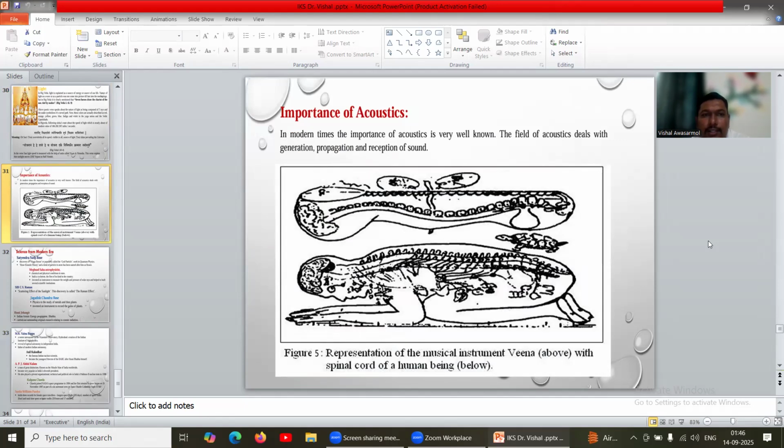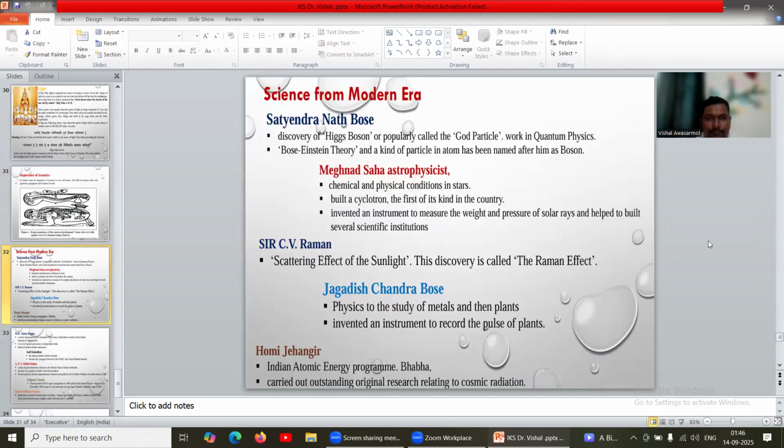Importance of acoustics. In modern times, the importance of acoustics is very well known. The field of acoustics deals with generation, propagation, and reception of sound. This figure we can see. Now we see science from the modern era.